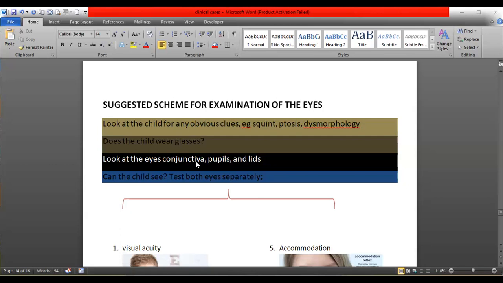So this is step number 3. And now step 4 is important. Whether the child is able to see or not. So we need to test both the eyes separately, because they previously gave a child with a prosthetic eye.